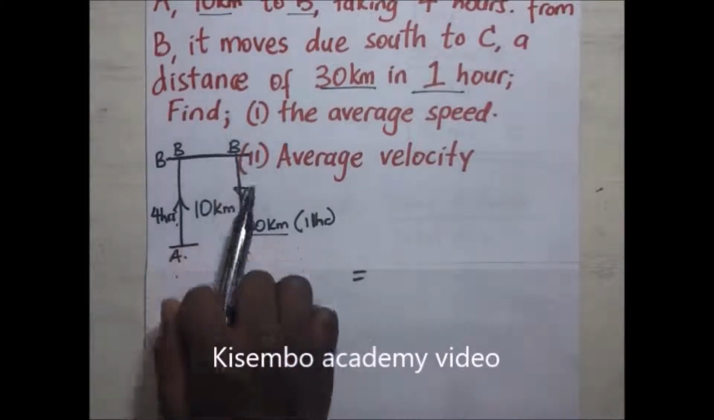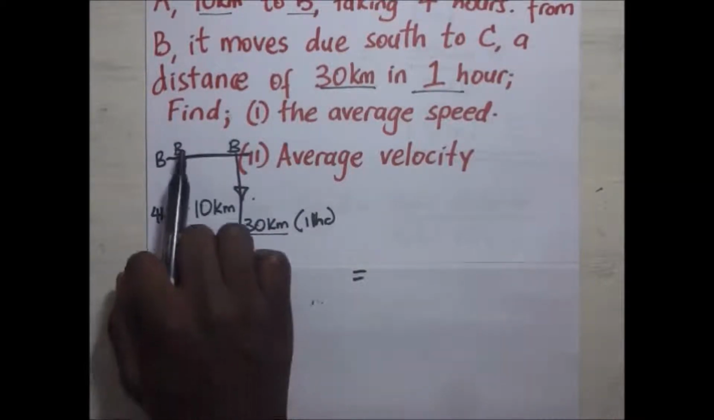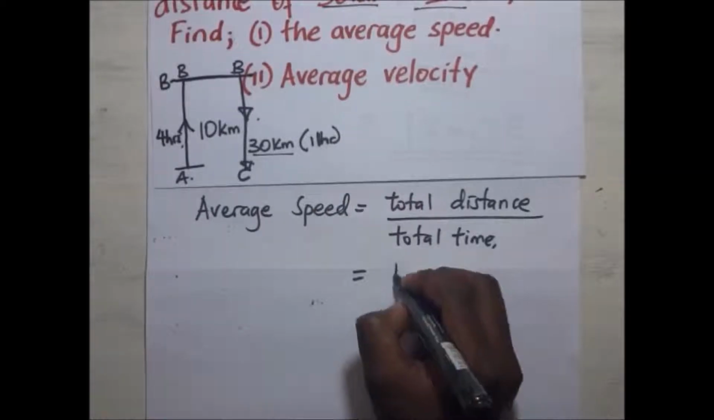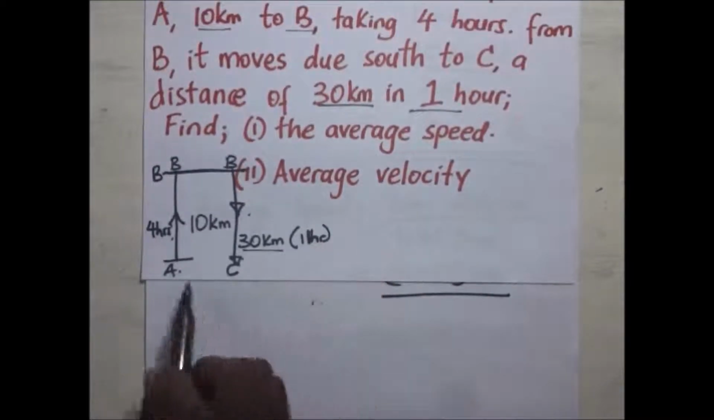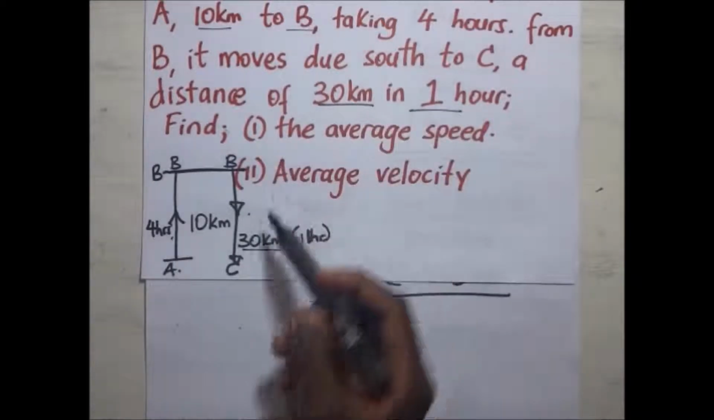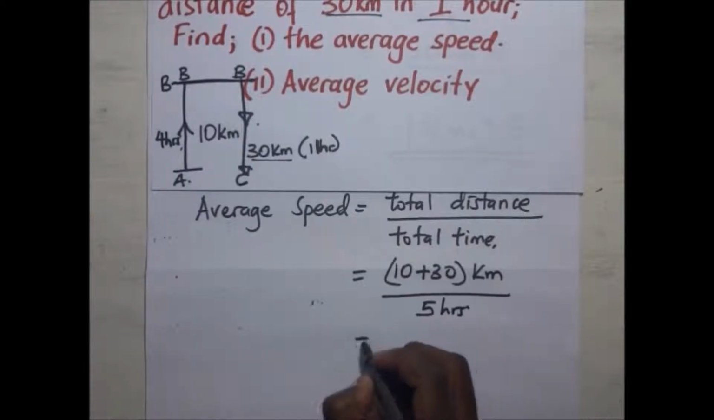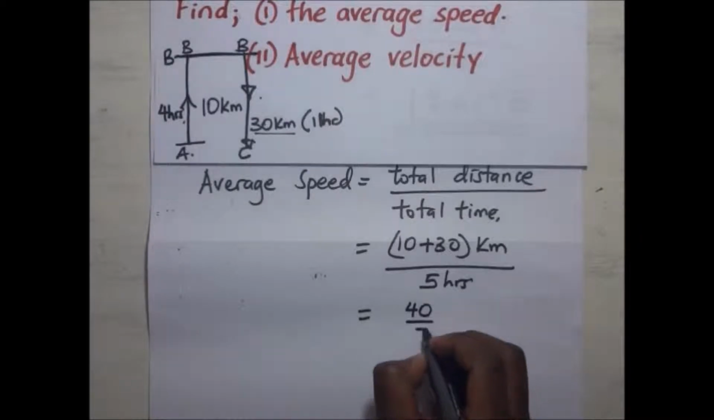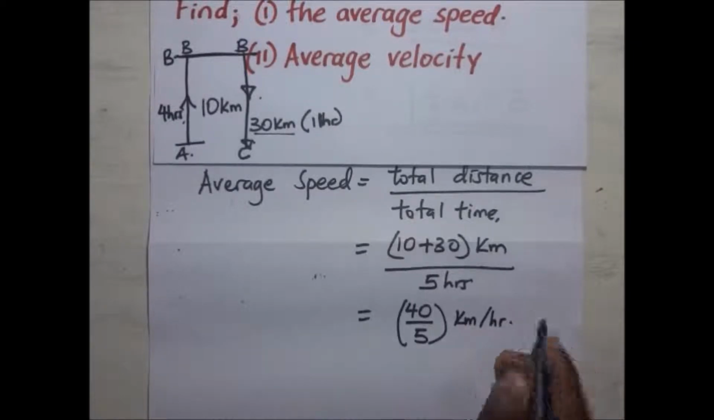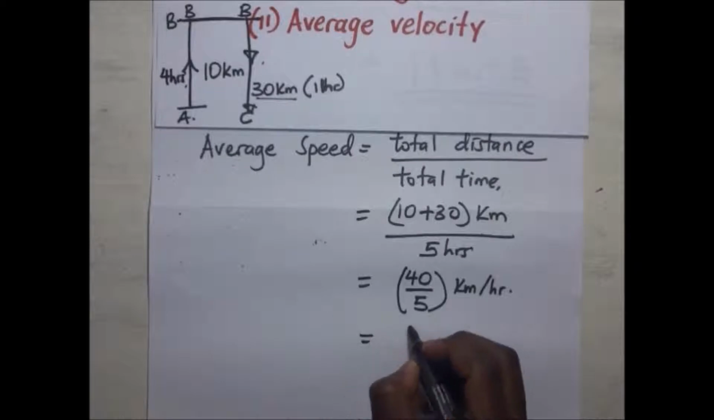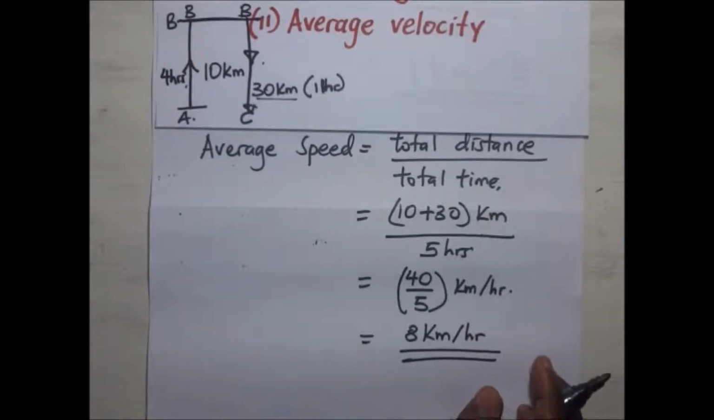So the distance traveled from A up to C: it first moves upward 10 kilometers, then downwards 30 kilometers. So the total distance covered is 10 kilometers plus 30 kilometers. It's going to be 10 plus 30, all in kilometers. Divide that by the total time. Now the total time is 4 hours upward, then 1 hour downwards. So it's 4 plus 1, which is 5 hours. That's going to be 40 divided by 5, and of course this is in kilometers per hour, and that will be equal to 8 kilometers per hour. So the average speed is 8 kilometers per hour.